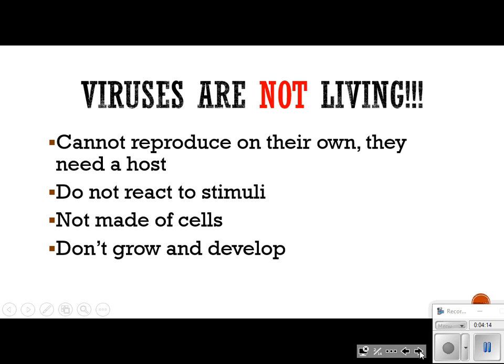They don't grow and develop. It's not like, oh, look at that teeny little cute virus, he's going to grow into a big virus someday. No, it doesn't happen like that. They do not grow and develop. As you're going to see when we talk tomorrow about the life cycle of a virus, once they leave that host cell, that's as big as they're ever going to be. So they do not grow and they do not develop.